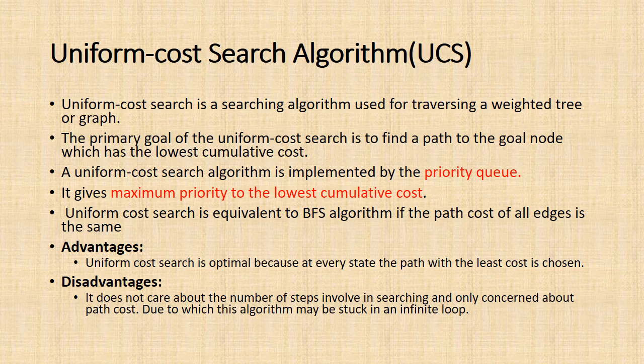The advantage is uniform cost search is optimal because at every state the path with the least cost is chosen. The drawback is it does not care about the number of steps involved in searching and is only concerned about path costs, due to which this algorithm may be stuck in an infinite loop.